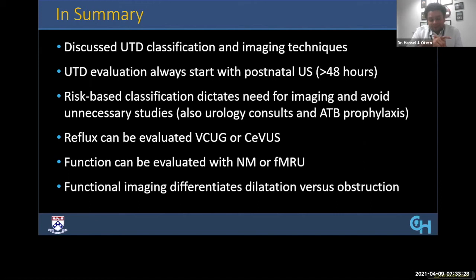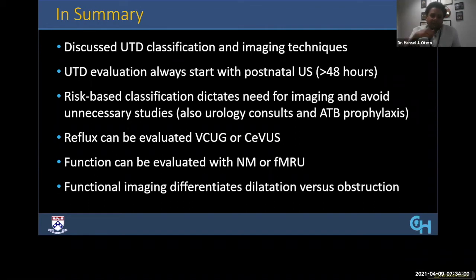But for the patient, the parents, and the rest of the medical community, it's also important that there are no unnecessary urology consults in patients with low risk. And most important for the patient is that a lot of patients don't require prophylactic antibiotics. Remember that prophylactic antibiotics have a number of side effects and risks associated with them, and the compliance is not that high anyway.